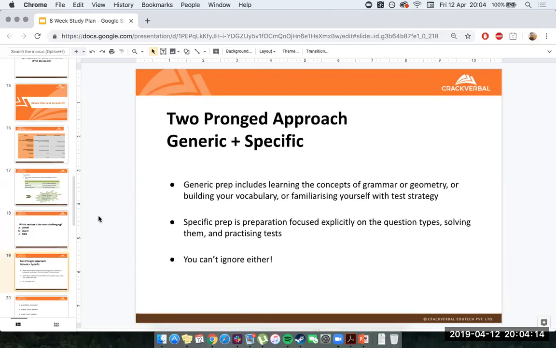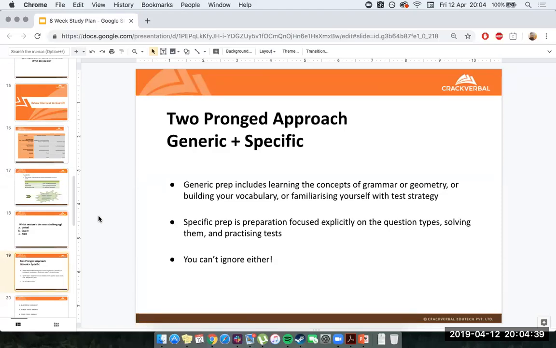Ultimately, your approach needs to be two-pronged. Right? Your approach needs to come from two angles. Your approach needs to address two different sides of the equation, right? And only then can it be a properly balanced approach. So what do I mean by the two sides of this equation? There's the generic approach and the specific approach, right? So you need to do things on a generic level as well as on a specific level.